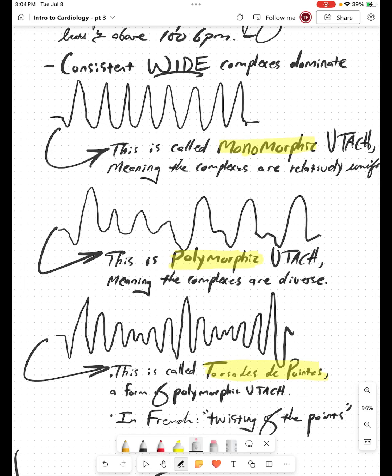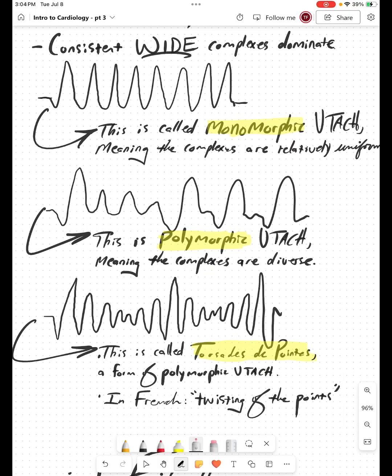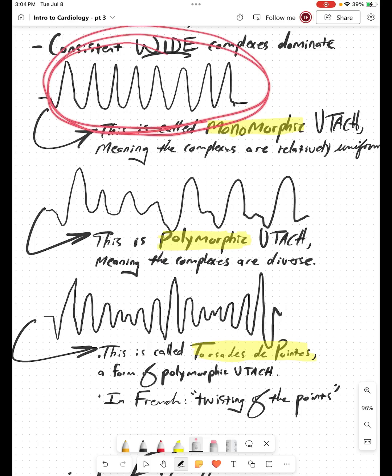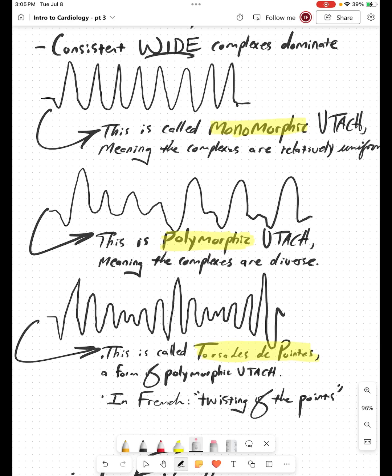A specific form of polymorphic VTach is called torsades. What that means in French is twisting of the points, and it almost looks like if you were to take this monomorphic VTach here, take a grip on it here and a grip on it here and twist it, you would have this appearance. That's why they call it that, or at least that's the impression I'm under. And these individuals, this is different than most polymorphic VTach, these individuals need MAG.